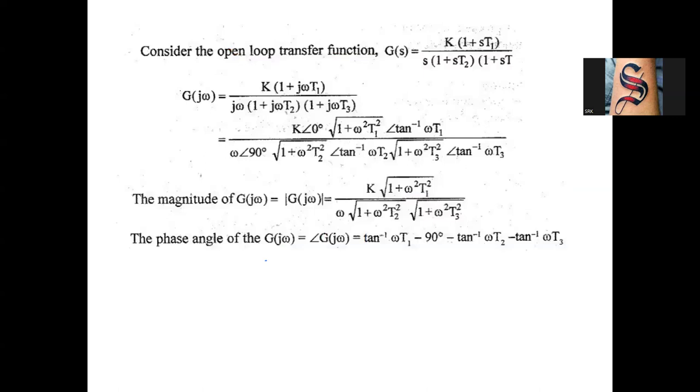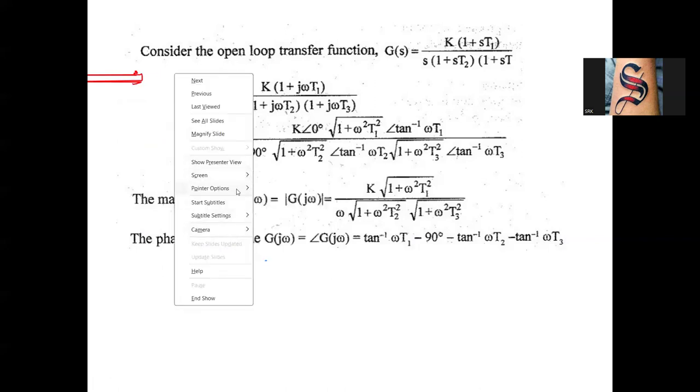So for example, if you are taking an open loop transfer function, G(s) equal to K into (1 plus sT1) divided by s into (1 plus sT2) and (1 plus sT3). Then the basic first step while plotting this Bode plot is that we need to convert the given transfer function into the frequency domain. How do we convert that? Just by assuming s equivalent to j omega.